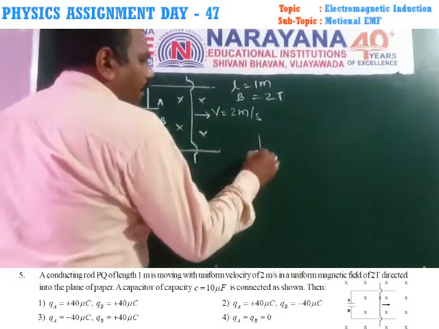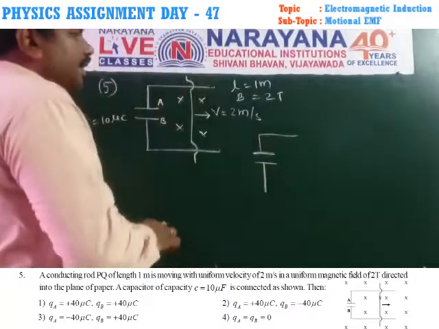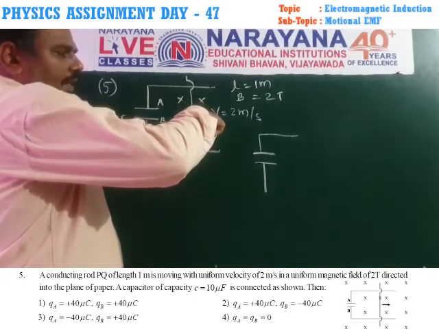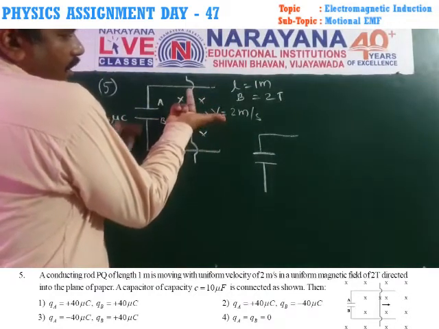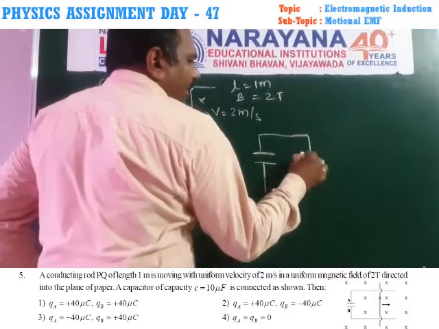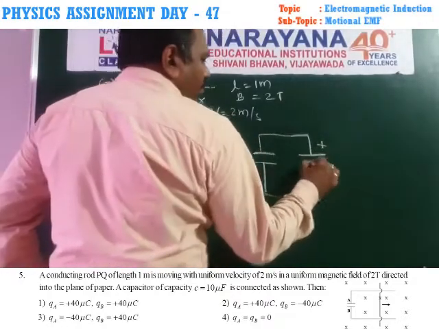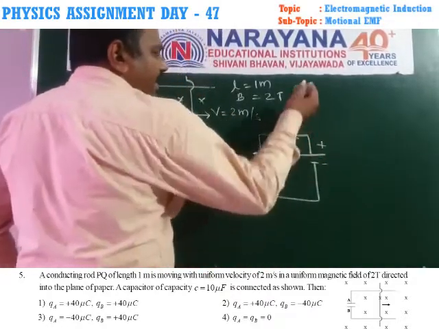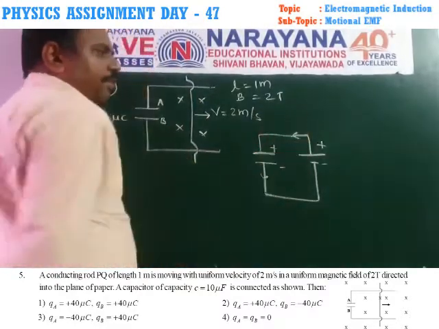Here the parallel plate capacitor is connected like that. So this straight conductor moves in an inward magnetic field. Stretch the thumb along the motion of the conductor, and the middle finger shows the current direction. It is higher potential and it is lower potential, so positive and negative. So the current is flowing like that. So it is a positive plate and it is a negative plate.